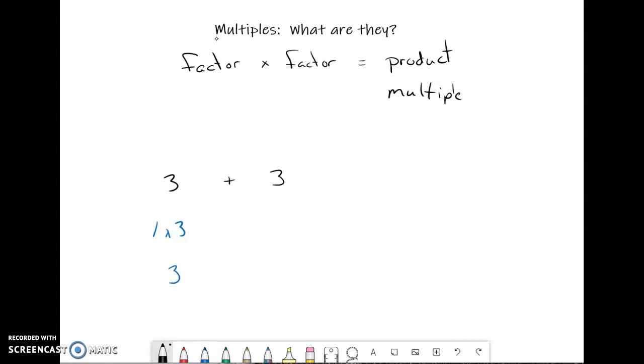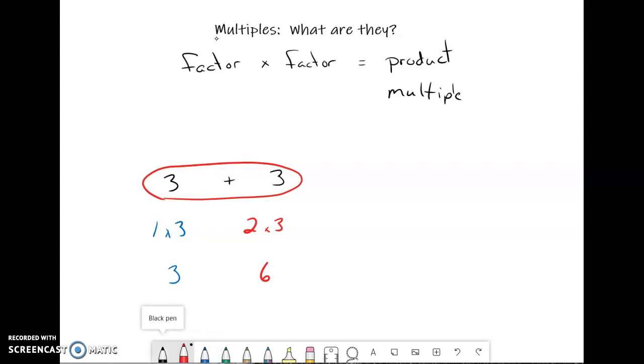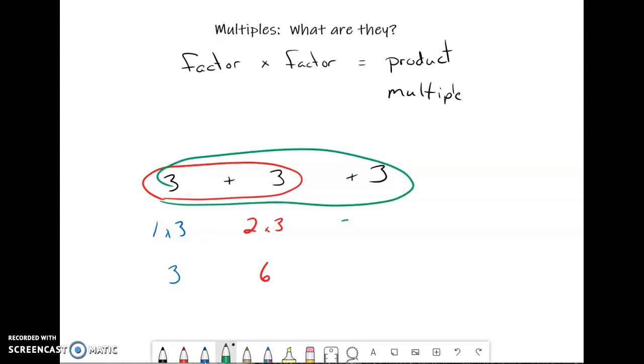But if you have 2 3's, then you have 2 groups of 3. That's 2 times 3, and the product is 6. So the multiple would be 6. If you had another 3, then you have 3 groups of 3. 3 times 3, and your product would be 9.